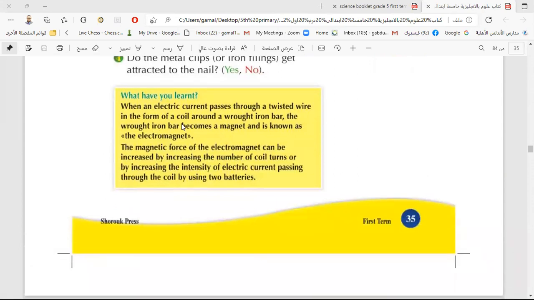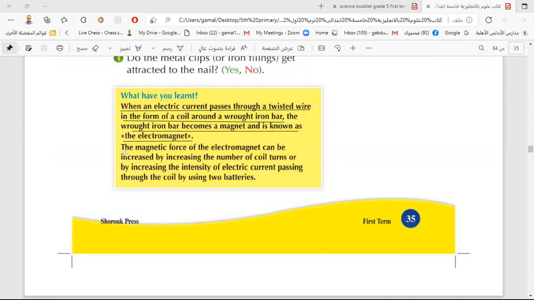What have you learned from this? We learned that the electric current passes through a twisted wire in the form of a coil around a wrought iron bar. The wrought iron bar becomes a magnet, and it is known as an electromagnet. And with the electromagnet here, you can change the electric current into magnetic energy.